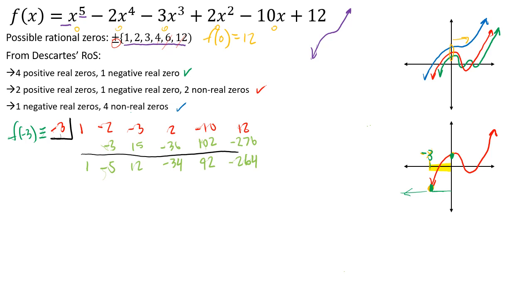Now let's go ahead and try another number. So again, the only ones we should be trying are negative 1 and negative 2, because we already ruled out negative 3, and it can't be anything less than negative 3, to the left of negative 3 on the number line. So let's try negative 2, f of negative 2, and we can do this by synthetic division also. It's the same thing. We could also just plug in negative 2 for x, but let's just do synthetic division here. So the coefficients again are 1, negative 2, negative 3, 2, negative 10, and 12.